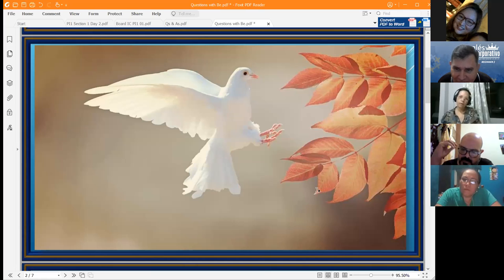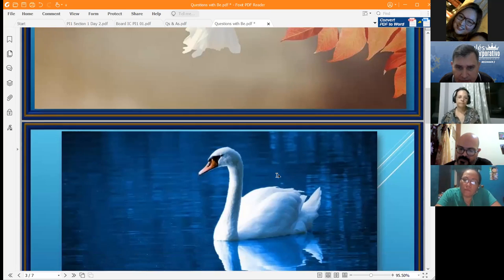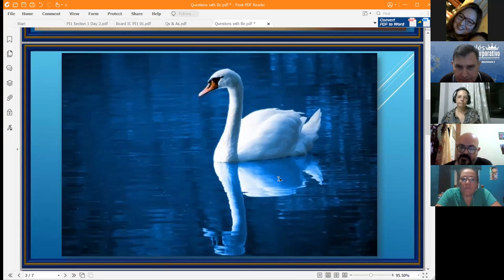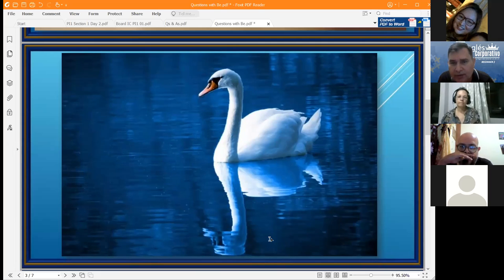What kind of tree is this? Also, what time of the year is it? Because of the color of the leaves. What time of year is it? Okay, excellent. Very good questions. Now the next picture. What questions can you ask about this one?